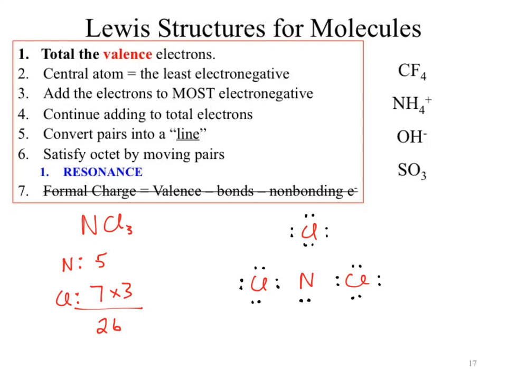What happens when we have more electrons to put in? We find a place to put them. We can now go through and convert pairs of electrons between atoms into a bond. Okay, check octets. Do all of our atoms have 8 electrons around them? Yep. We now have our final Lewis structure. Good job. Round of applause.